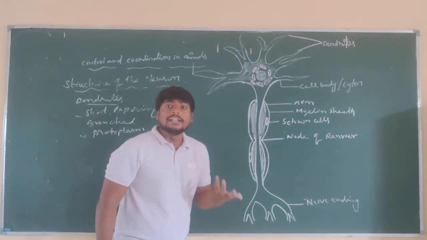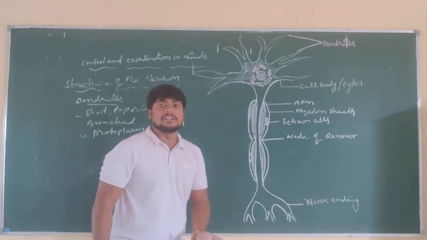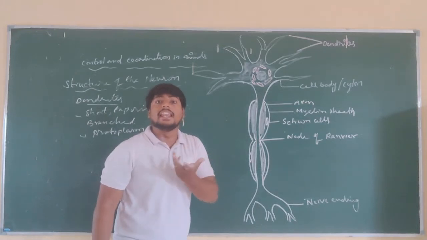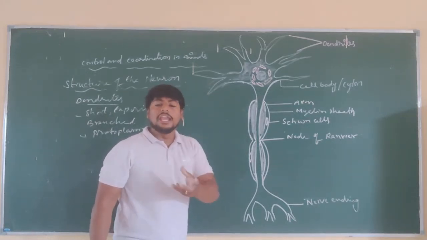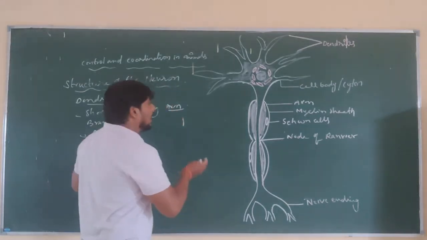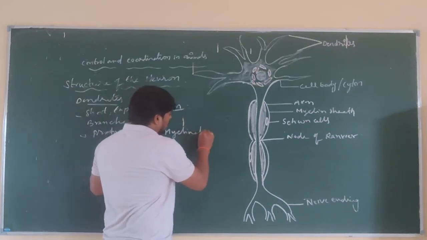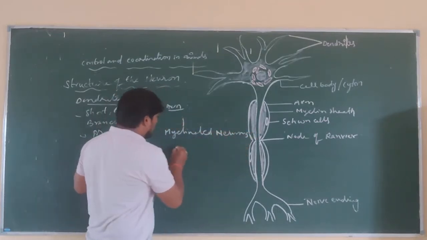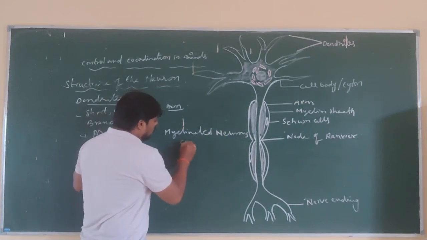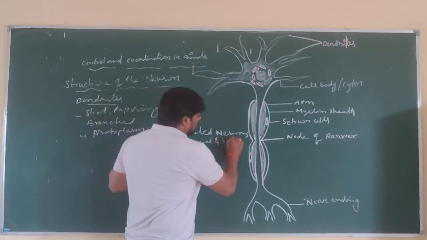So these myelinated nerve cells are found in the central nervous system, especially in cranial nerves, that is the brain, and also in spinal nerves. So myelinated neurons are present in cranial nerves and spinal nerves.